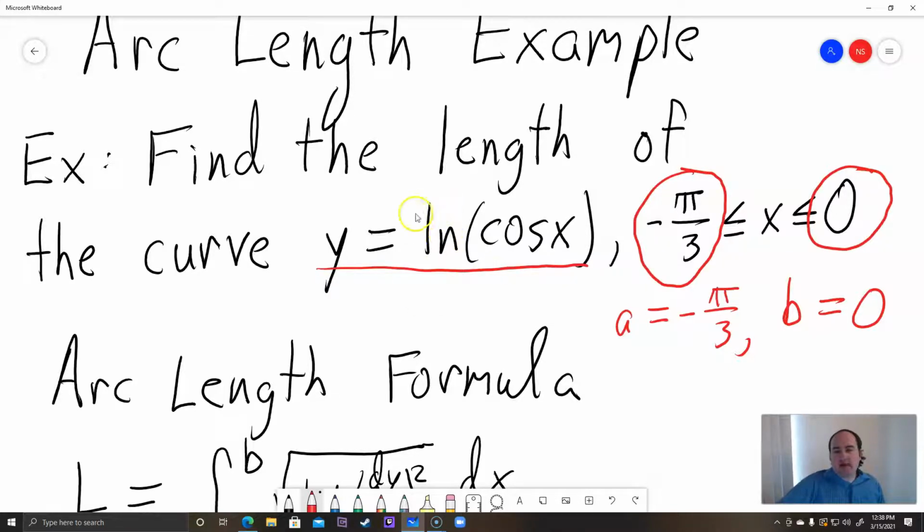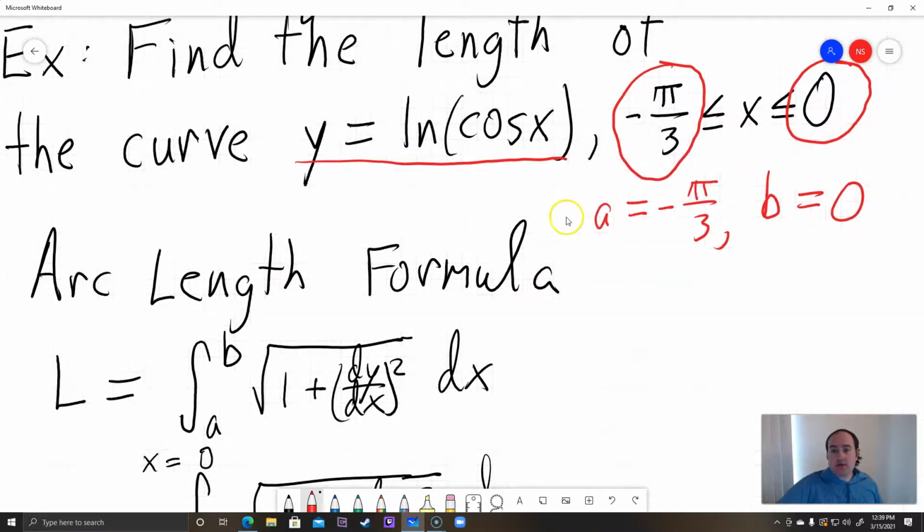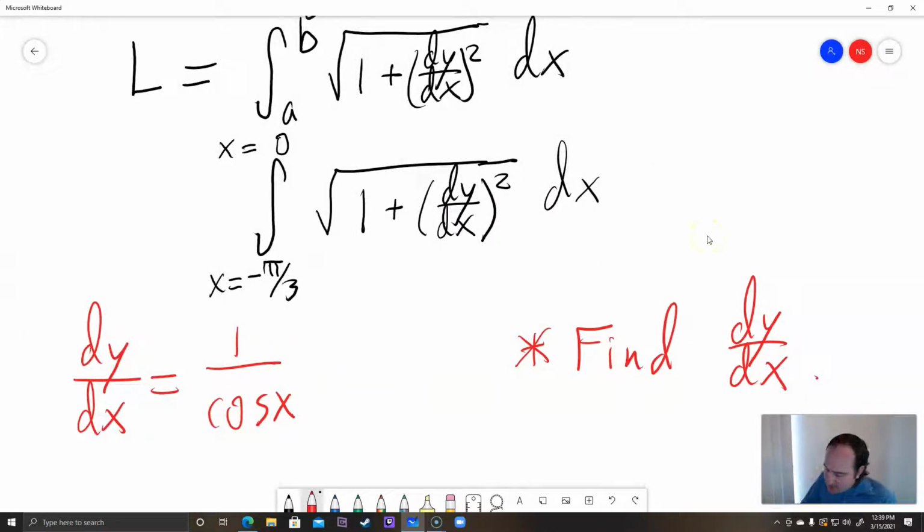The derivative of the outer function, natural log, is going to be 1 over, so it's going to be 1 over cosine of x. But now we have to multiply this times the derivative of the inner function. Here our inner function is cosine, and recall that the derivative of cosine is negative sine. So we're going to have 1 over cosine of x times negative sine of x. That's just using the chain rule to find dy/dx.